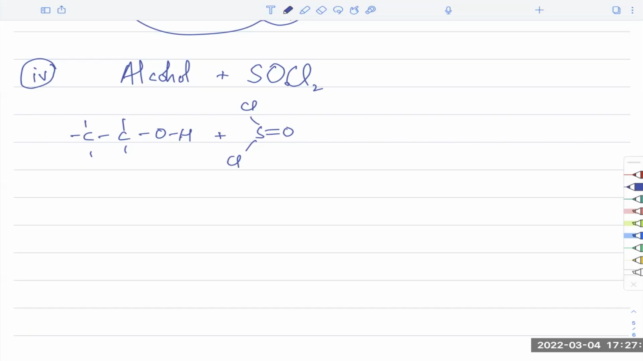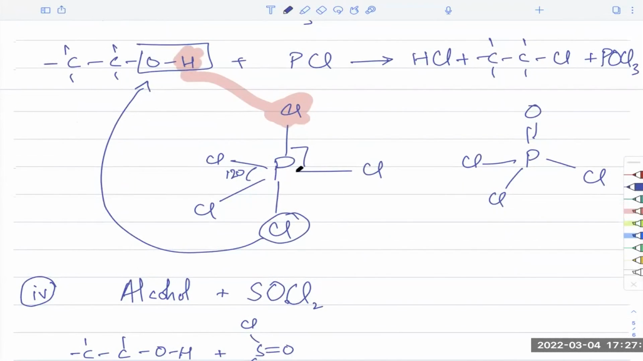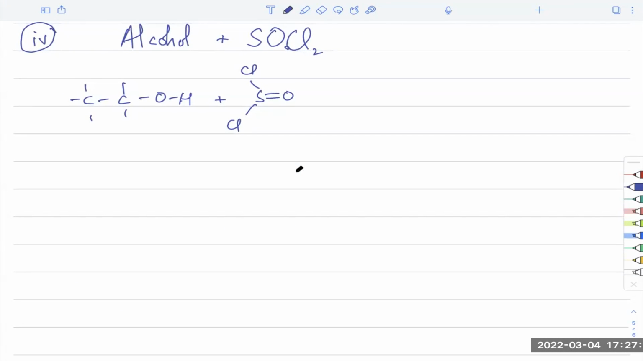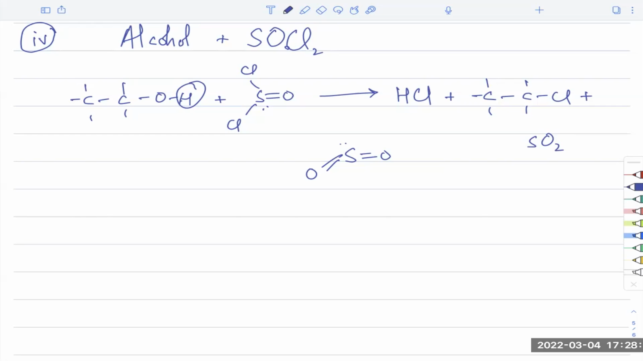One chlorine, you can see that this is going to behave very similar to PCl5. One chlorine goes away and reacts with H, making me HCl. The other chlorine goes away and reacts with carbon, giving me ethyl chloride. And the oxygen comes and replaces both of them. So I'm left with SO2. So which H does the first chlorine react with? This hydrogen, always. And then the other one replaces the OH. Yep. And that oxygen comes and replaces both. Okay. So, yep, that's what we get.